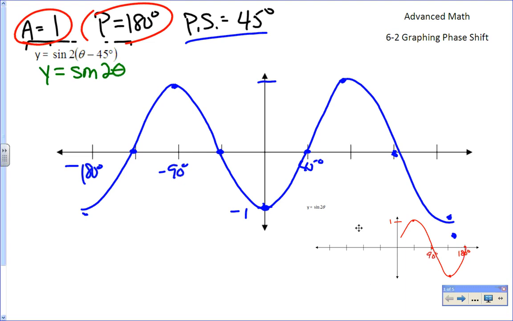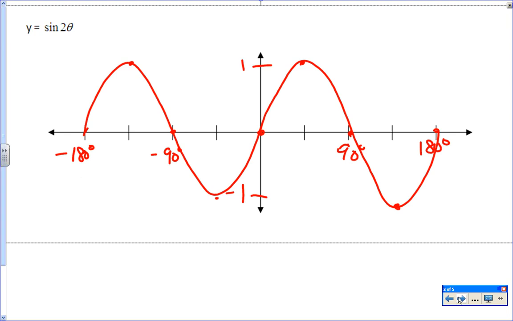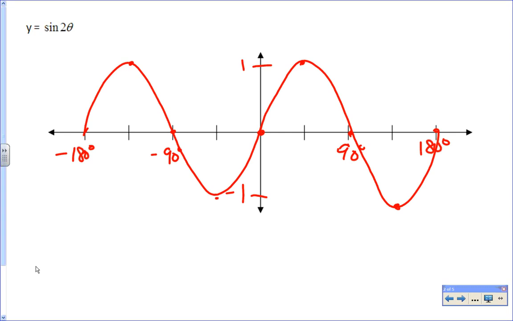Yes? Say you had a phase shift of the original, like, okay, we had y equals sine of 2 theta. So you phase shift, like, 90. And it would start down, so would that be cosine or no?